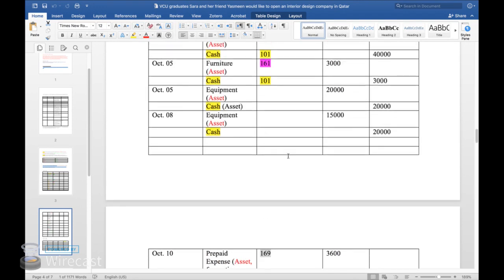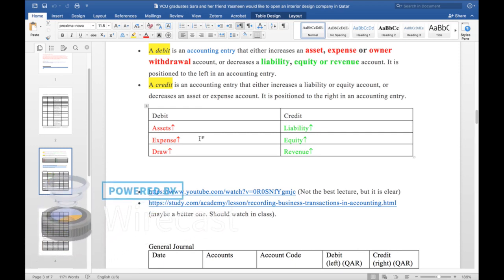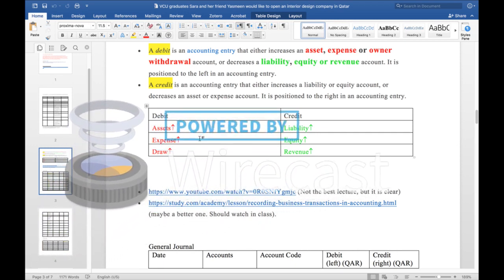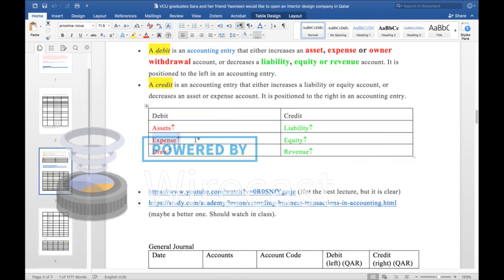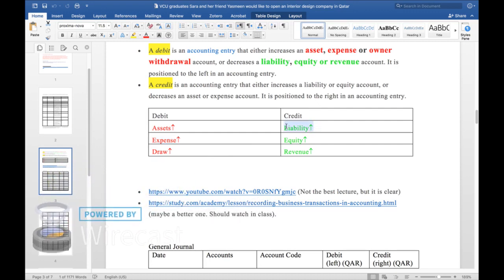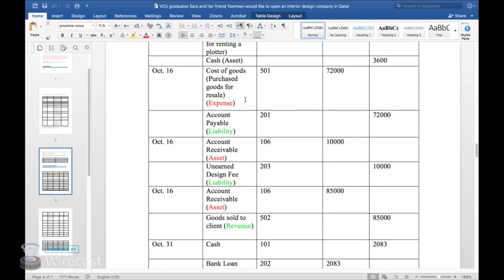And how did they end up in this skill ruler? You didn't have the expense before, now you have it, so the expense increased. Increase in expense is in the debit, okay? The liability also increased, but a liability increase is in the credit. So that's what happened here. October 16: expense increase, liability increase, one in debit, one in credit.